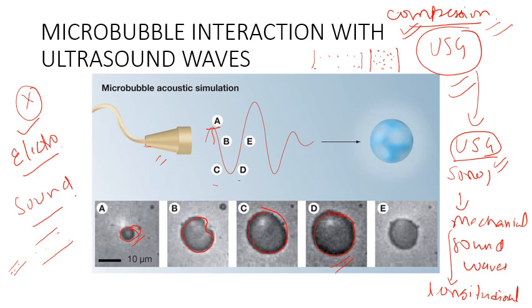Again at D, the size is the maximum, and when the pressure is applied again and the compression phase is coming towards E, it starts decreasing. So they are basically resonating with the compression and the rarefaction of the sound waves. So these microbubble contrast agents are basically resonating at the resonating frequency.